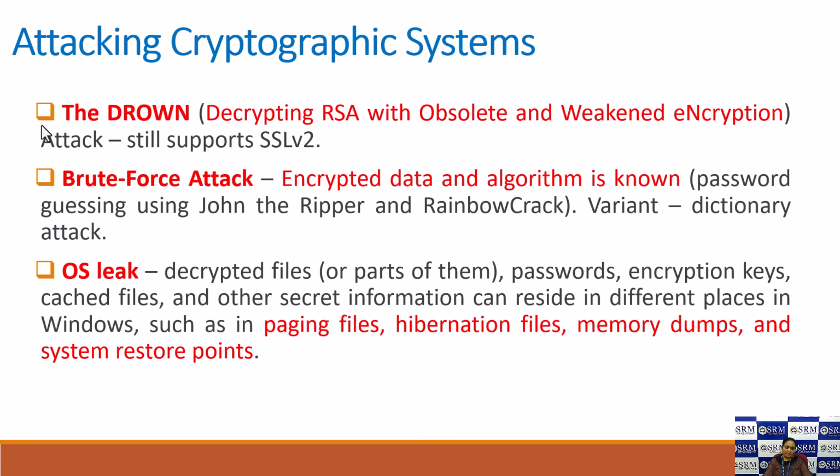The next thing is the OS leak, operating system leak. The decrypted files or parts of them, the passwords, encryption keys, cached files, and other secret information can reside in different places. In Windows, these are the paging files, which is in your RAM, hibernation files, memory dumps, and system restore points. So the operating system can leak these decrypted files via these places. If these places are not encrypted, leakage can happen. That is the reason I taught you how to encrypt the operating system, and the requirement for encrypting the operating system as well as the drives in the computer.